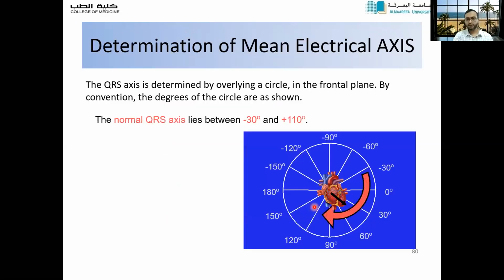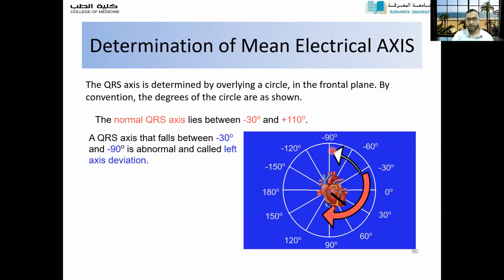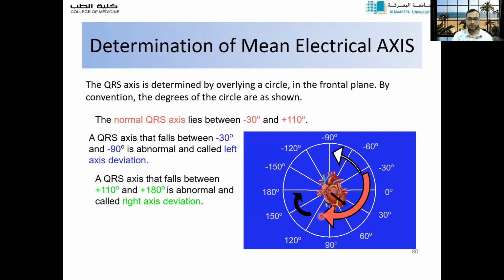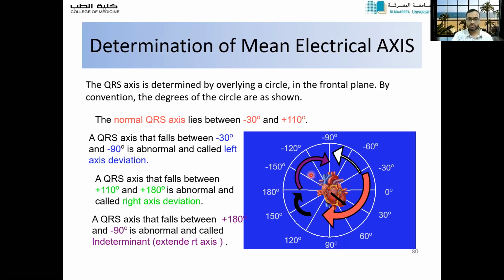This is the normal range, -30 to +110. Anything here, -30 to -90, if the axis is going here, is known as left axis deviation, LAD. If the axis moves between 110 and 180 here, this is known as right axis deviation. And if the axis is somewhere here between 180 and -90, this is known as extreme right axis deviation.